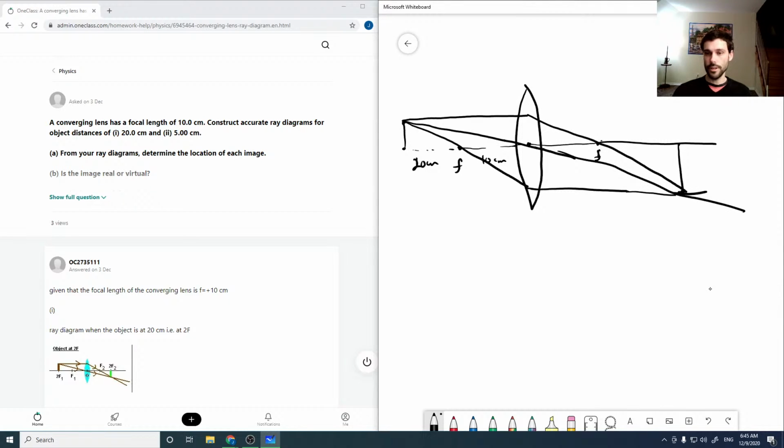Is the image real or virtual? So here the image is real and inverted, right? So it's real because it exists, so we didn't have to backdraw the rays, which we'll see in a second. And it's inverted because, well, it's inverted. So on this side the object is up, on this side the object is down.